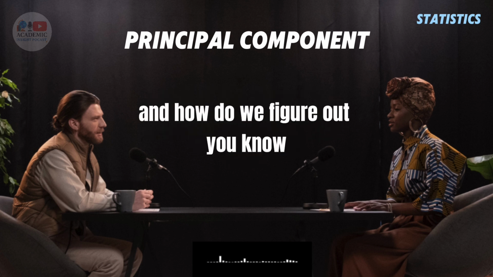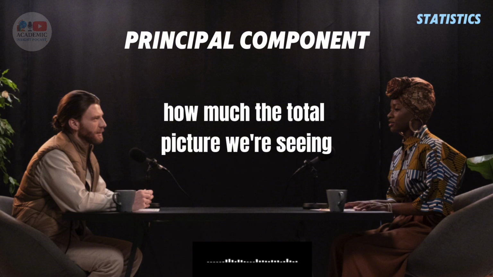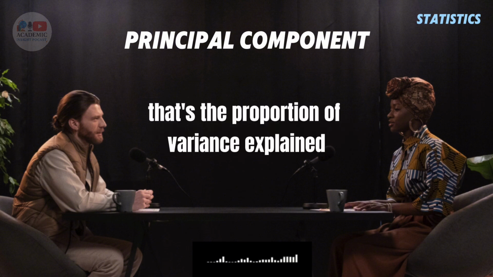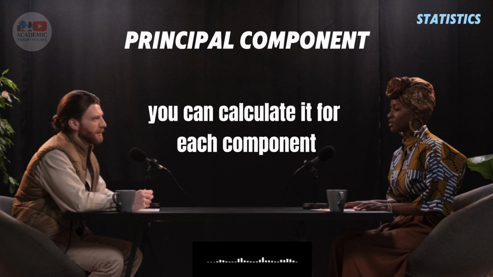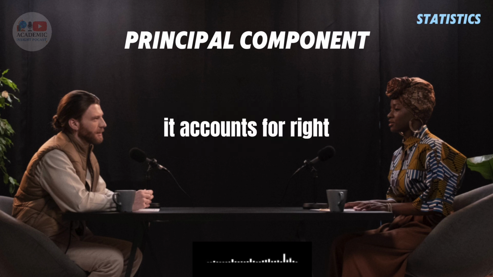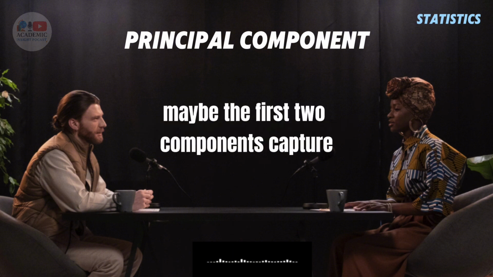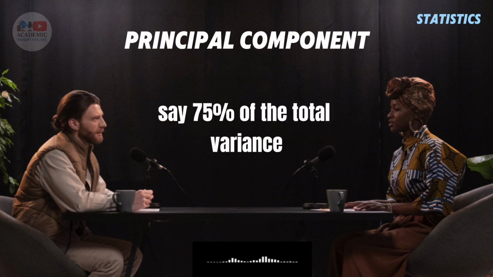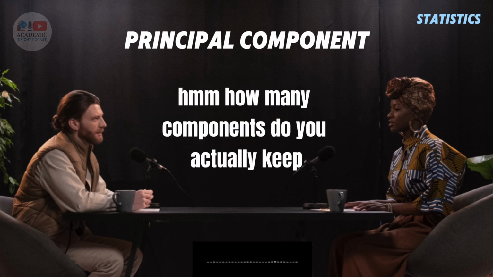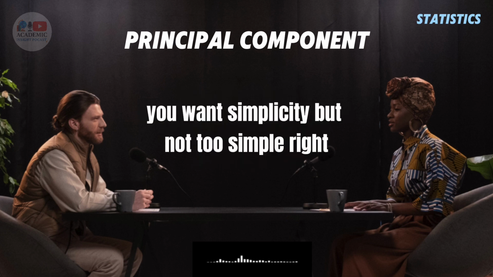And how do we figure out how much of the total picture we're seeing with a few components? That's the proportion of variance explained. You can calculate it for each component: what percentage of the total variability it accounts for. Right. Then you can add them up. Maybe the first two components capture, say, 75% of the total variance. That tells you a lot. Which leads to maybe the trickiest bit. How many components do you actually keep? You want simplicity, but not too simple, right?